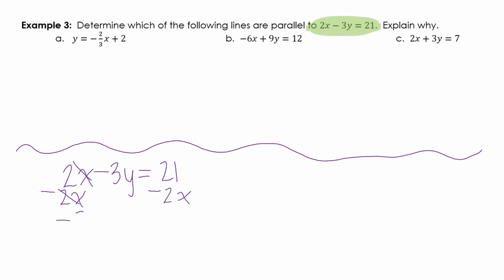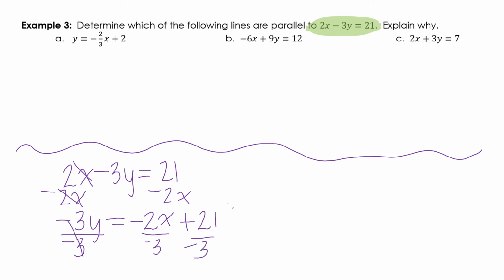So that's going to leave me with -3y equals 21 and -2x. They are not like terms, so don't put them together. You're going to have to write them side by side. Make sure you write the -2x first and then the constant at the end. Second step is to divide every term by -3 and simplify.